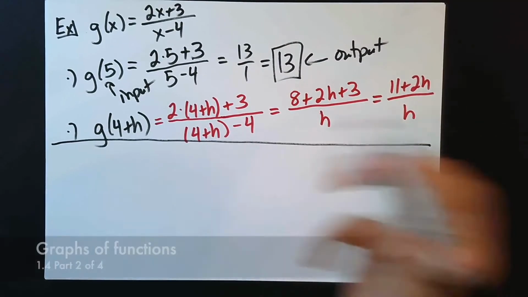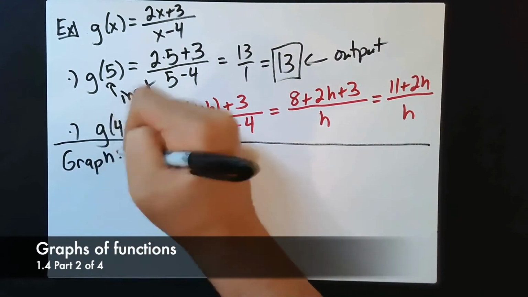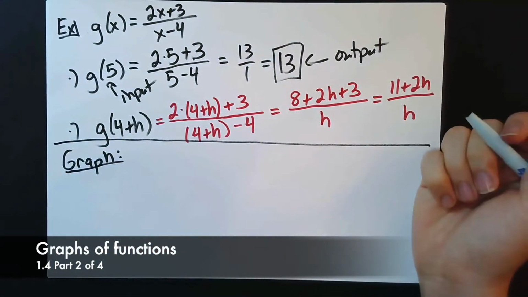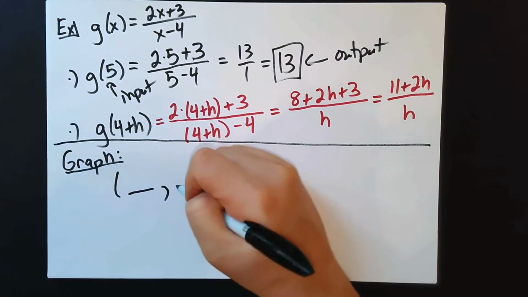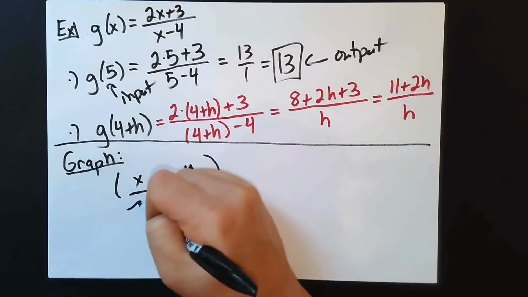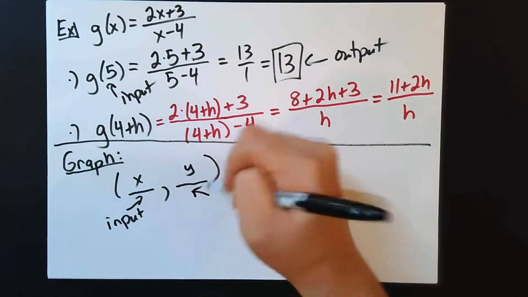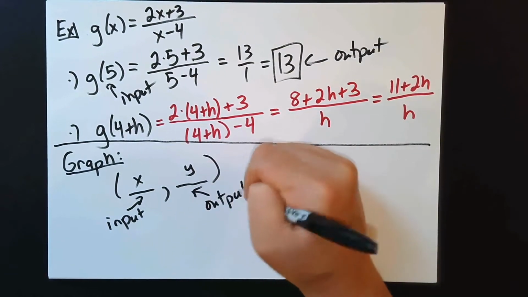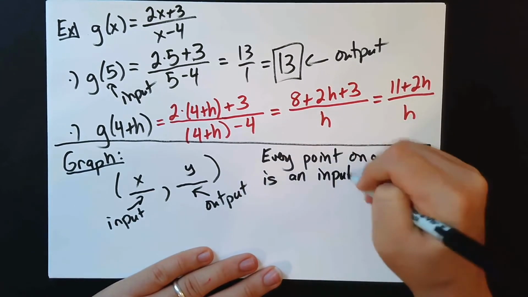Okay, so now let's talk about what a graph of a function looks like. A graph is really a collection of points with an x-coordinate and a y-coordinate. The x-coordinate is always corresponding to the input, and the y-coordinate is corresponding to an output. And so every point on a graph is an input-output pair.